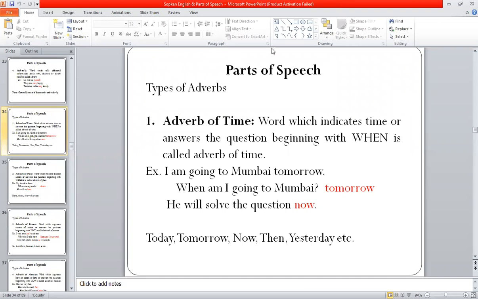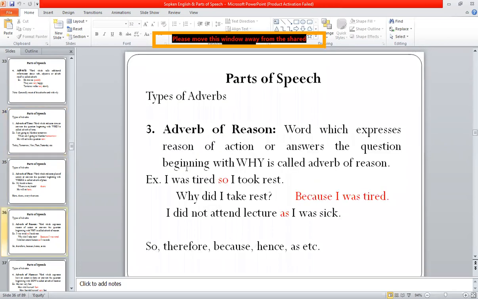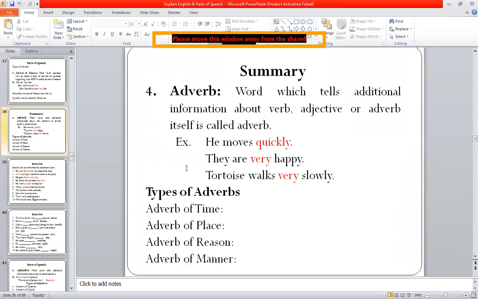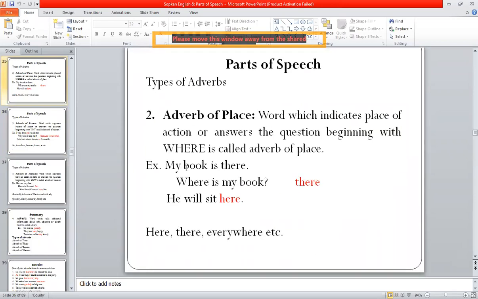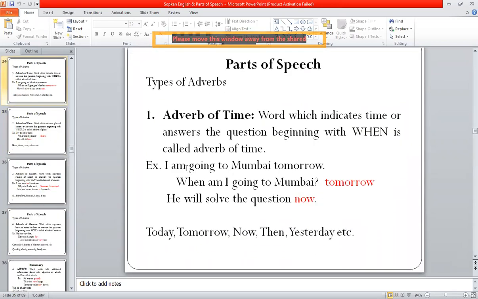The different types of adverbs are adverb of time, adverb of place, adverb of reason, adverb of manner. These are the four different types of adverbs. Adverbs of time are the words by which we show time, or the adverbs which indicate time or answer the question beginning with when. Tomorrow, today, now, then, yesterday, these are the adverbs of time.